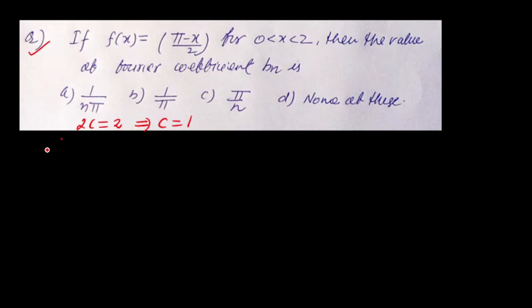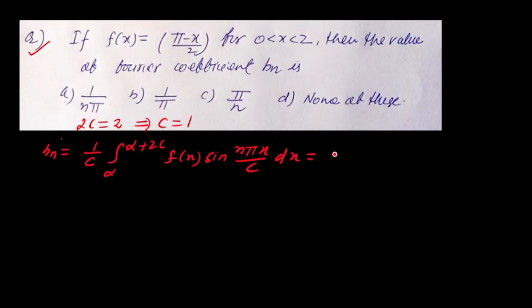And what is the formula for Bn? I write the general formula this time. I hope you remember: Bn equals 1 by c, integral from alpha to alpha plus 2c of f of x sine n pi x by c dx. So I substitute all the required things here. 1 by c, c is 1, so 1 by 1. Alpha here is 0, alpha plus 2c is 2. F of x here is pi minus x by 2, and sine n pi x by c, with c being 1, is sine n pi x dx.